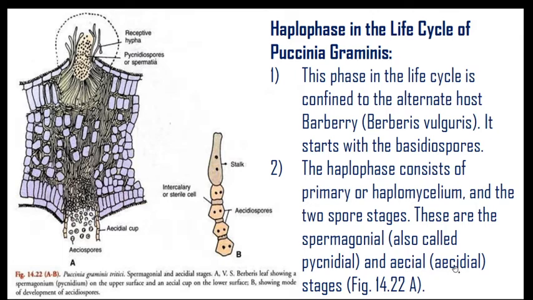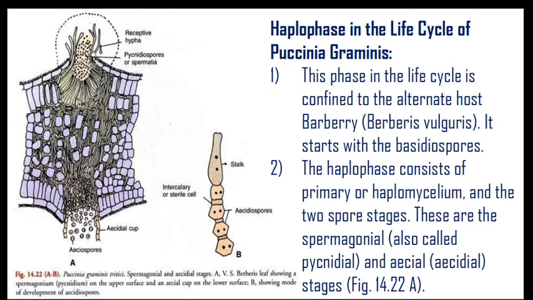So here is the diagram which shows the detail of Puccinia graminis, the spermogonial and aecial stages. So A is nothing but a vertical section of a barberry leaf showing a spermogonium, that is a pycnidium, on the upper surface.